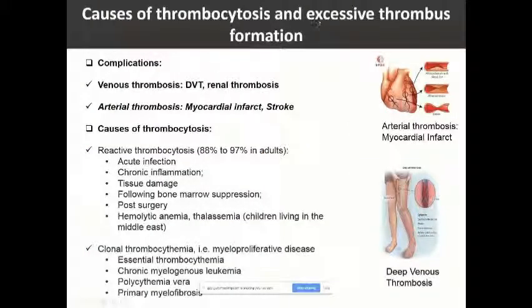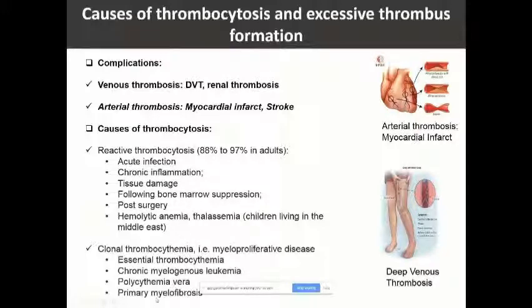Causes of thrombocytosis, again, there are various mechanisms involved, and that's essentially the signs of excessive thrombus formation. The complications, as I've pointed out, are venous thrombosis, which can be deep venous thrombosis or renal thrombosis, and there are many more. Arterial thromboses are just depicted by two, myocardial infarct and stroke, which everybody knows. Most of us have somebody in the family dealing with this. The causes of thrombocytosis are, again, many of them. Over 80% in adults have a reactive thrombocytosis due to infection, chronic inflammation, tissue damage, etc. Some post-surgery following bone marrow suppression. So there are many causes for this.